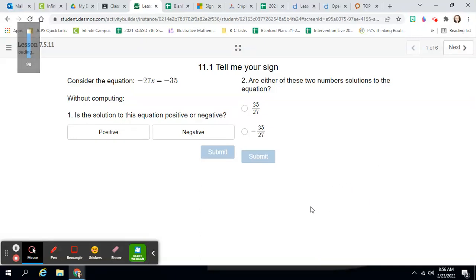Today we're going to be looking at lesson 7.5.11. And for this lesson, we're going to be focused on what are the rules when we're multiplying and dividing with positive and negative numbers.